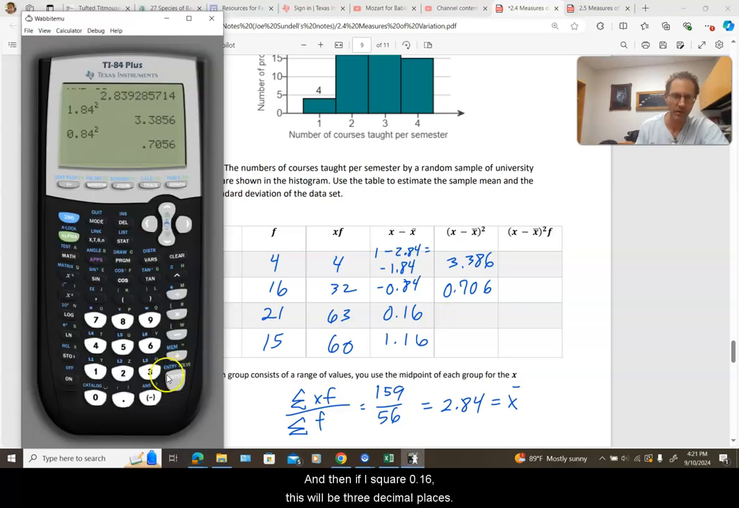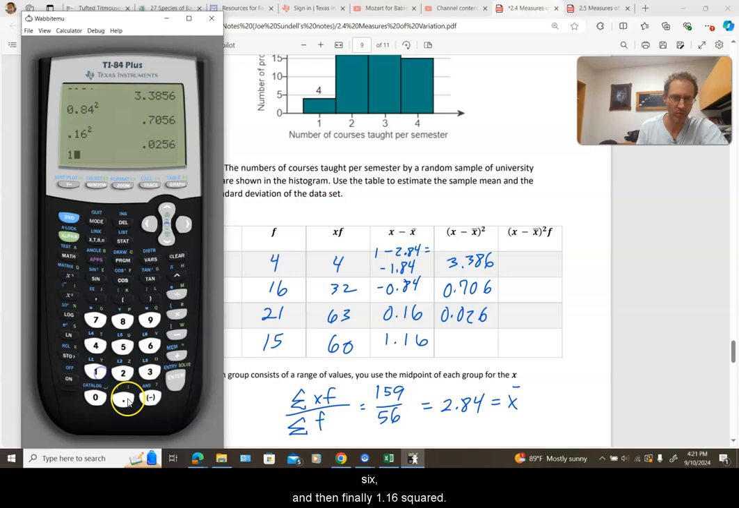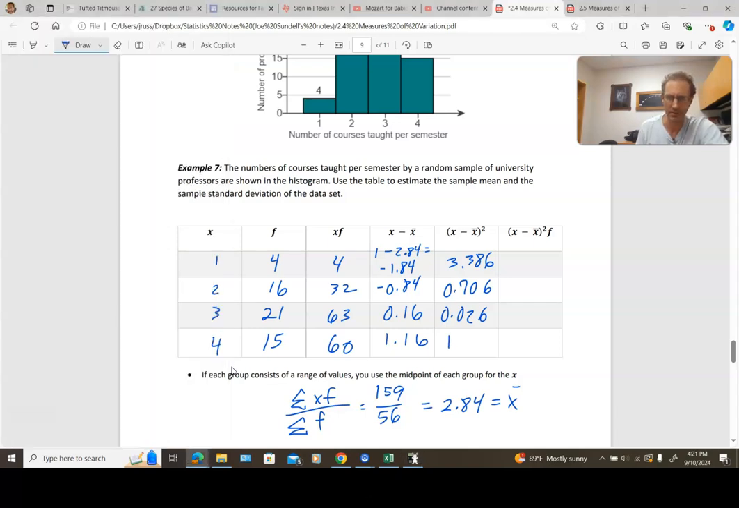And then if I square 0.16, to 3 decimal places, this will be 0.026. And then finally 1.16 squared, and we get 1.346.